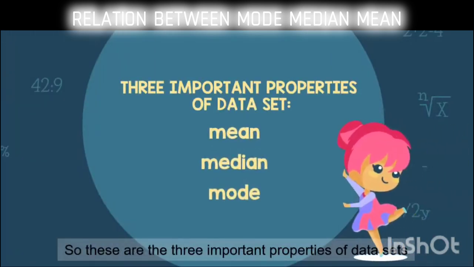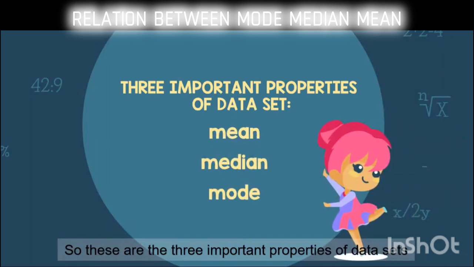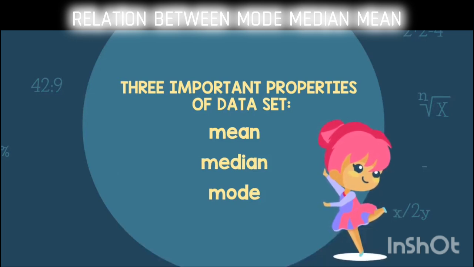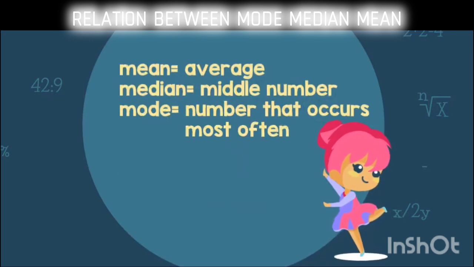So these are the 3 important properties of datasets. Just make sure that you won't interchange the process of mean, median, and mode. So always remember that mean means average, median is finding the middle number, and mode is the number that occurs most often.